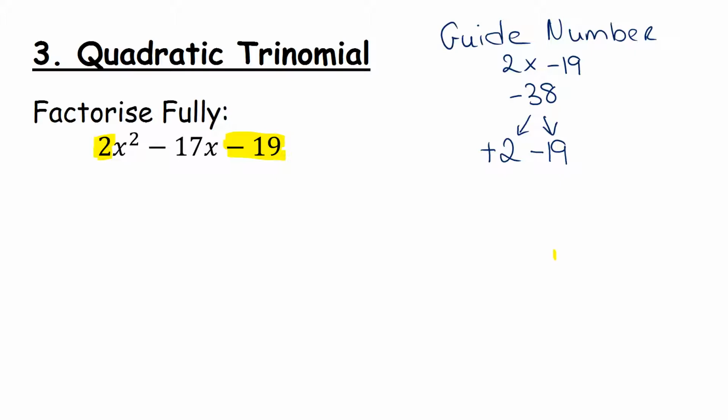So our next step, now that we have got our guide number and we've factorized our guide number, is we are going to rewrite, and specifically we're going to rewrite this bit. We're going to turn this into two terms.